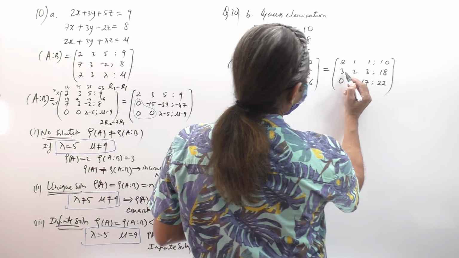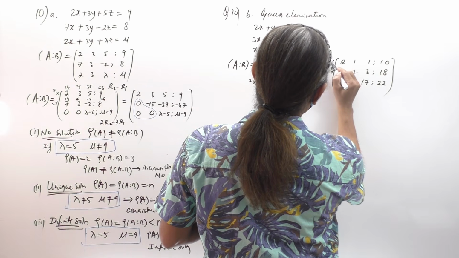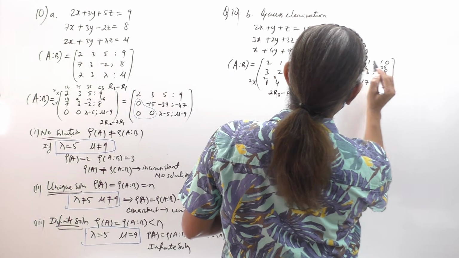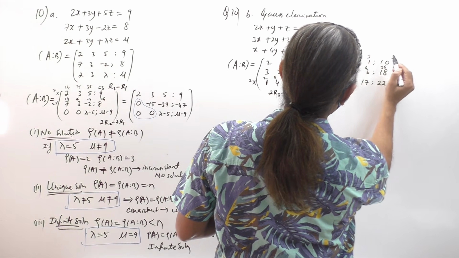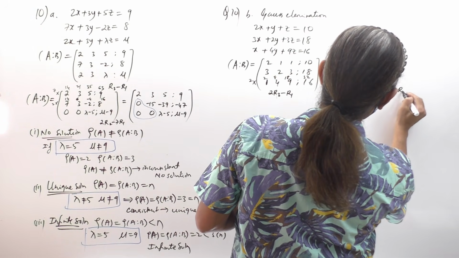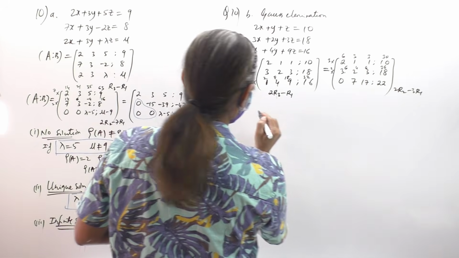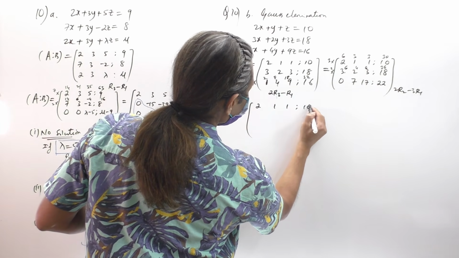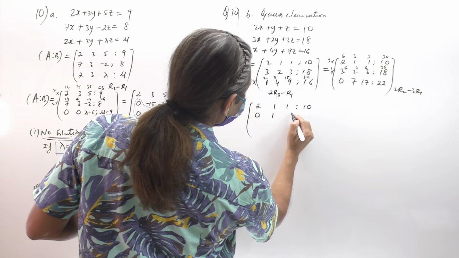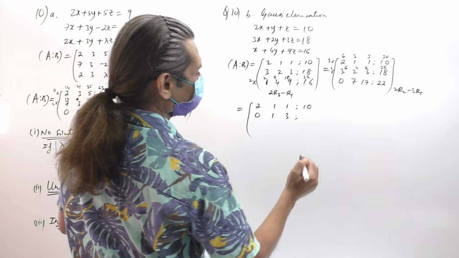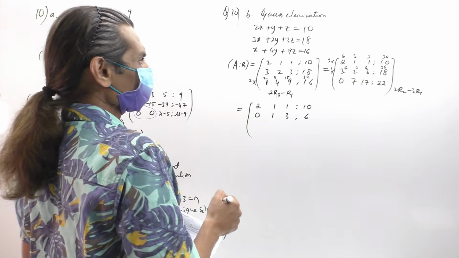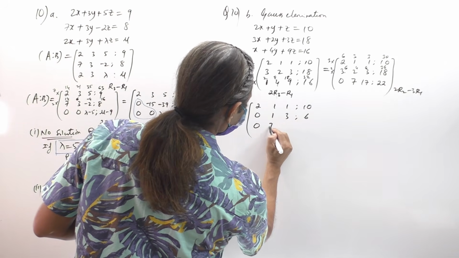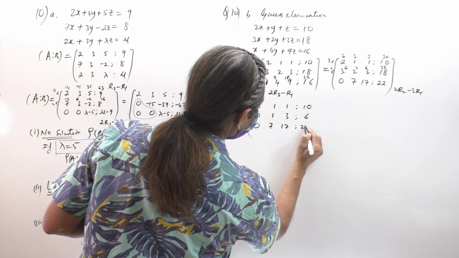The next is we need to make this 3 zero, making use of 2, so multiply by 2 and multiply by 3. 2 3s are 6, 4, 6, 36, 6, 3, 3 and 30. So 2 R2 minus 3 R1. So this will be now again 2, 1, 1 and 10 as it is, 6 minus 6 is 0, 4 minus 3 is 1, 6 minus 3 is 3 and 36 minus 36 is 0. Am I right? 1, 3 and 6, okay. The last row will be 0, 7, 17 and 22 as it is.